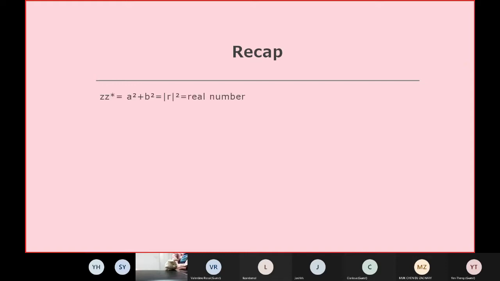So, by recap, again, Z conjugate times Z equals a squared plus b squared, which equals mod Z squared, gives you a real number. This is important when you talk about rationalizing the denominator or solving some of the weird questions that you see later on. And again, just to emphasize, for Z conjugate, your imaginary part is flipped in terms of the sign.